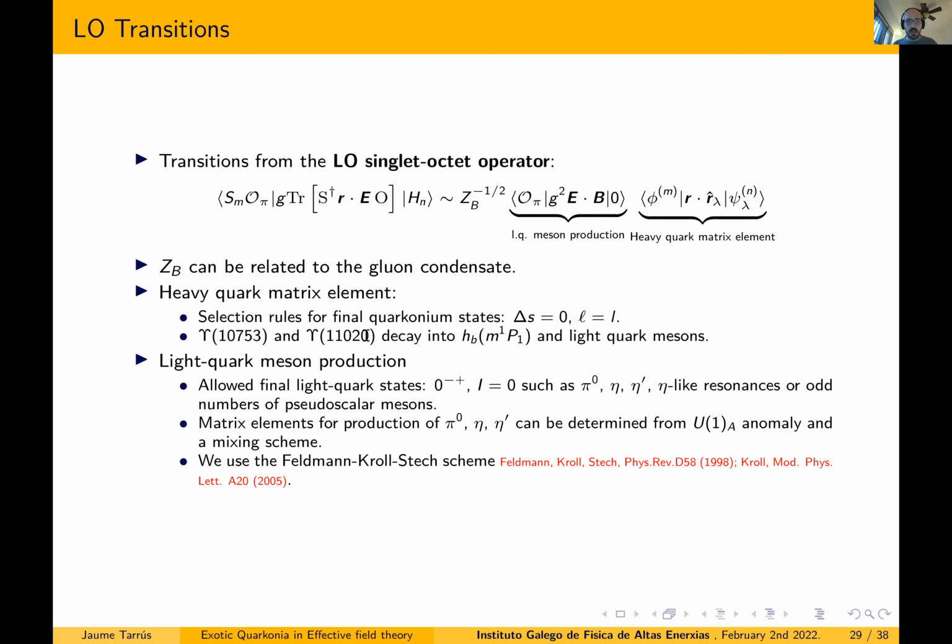So the selection rules applied to the two states we are interested in mean that they can only decay into h_b's and some light quark mesons, and the allowed light quark mesons must have the same quantum numbers as this glue operator, which is a pseudoscalar, isospin 0. So this means pi 0, eta, eta prime, and other eta-like resonances. For the first three cases, we have worked out this matrix element, and this can be done using the axial anomaly and some mixing scheme for these three states. This is the one we used. And with this, everything here is determined.